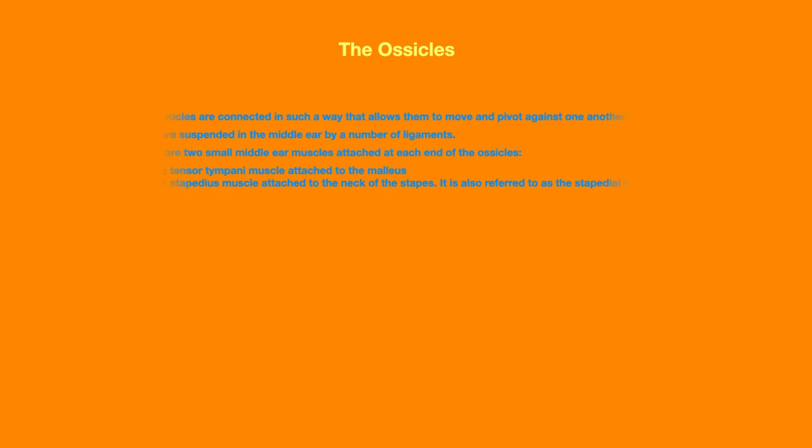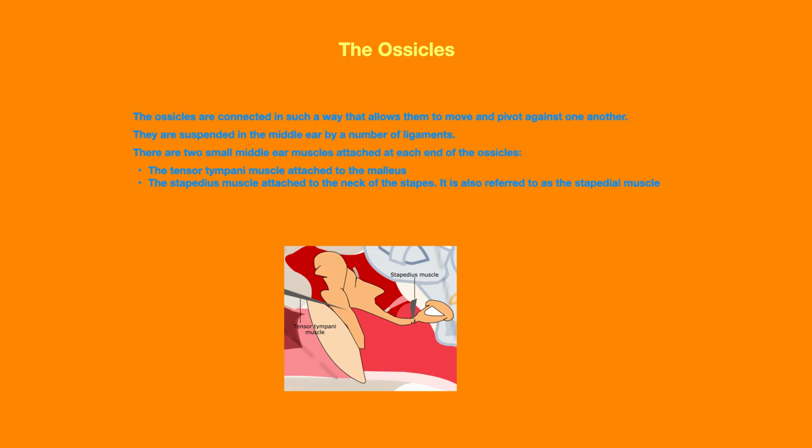The ossicles are connected in such a way that allows them to move and pivot against one another. They are suspended in the middle ear by a number of ligaments. There are 2 small middle ear muscles attached at each end of the ossicles. The tensor tympani muscle is attached to the malleus, and the stapedius muscle is attached to the neck of the stapes. It is also referred to as the stapedial muscle. The ossicles are so small that all 3 would fit on a 1-pence piece. The stapes is the smallest bone in the human body.